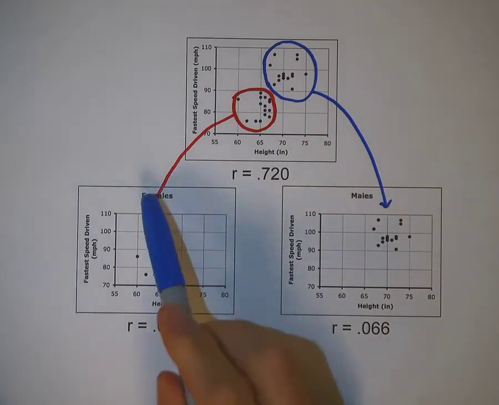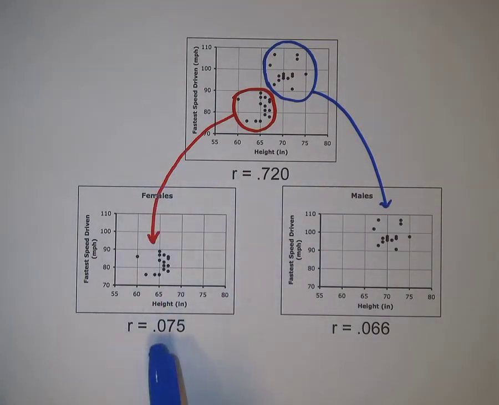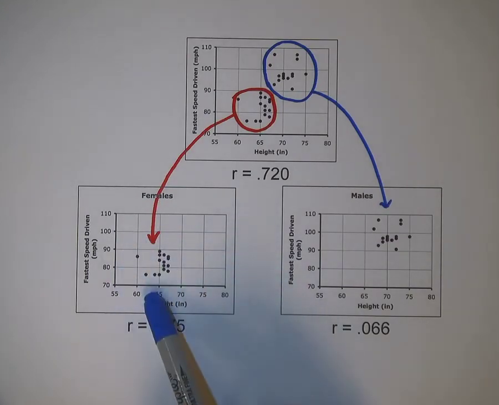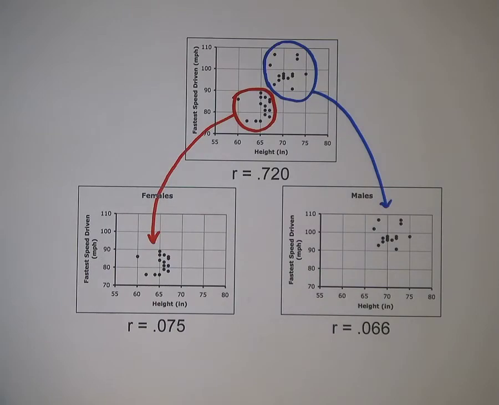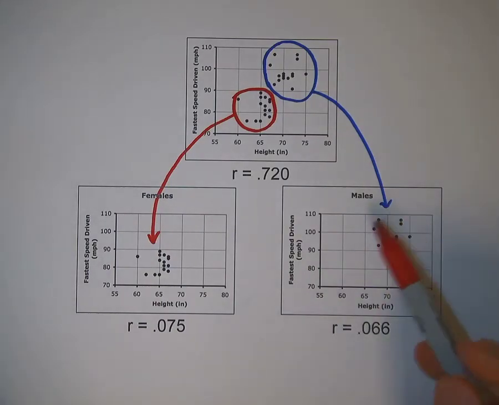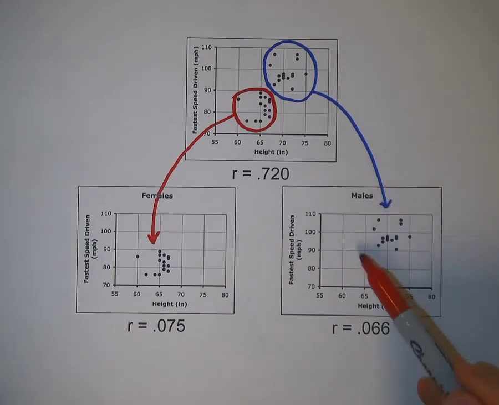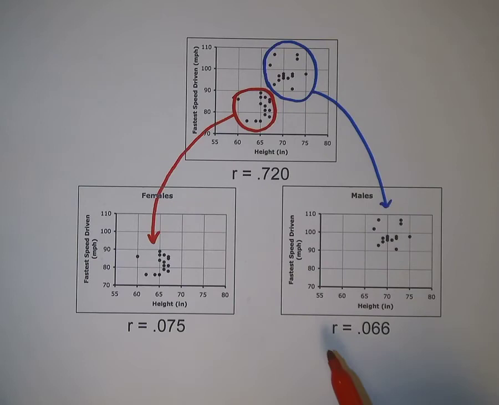So if we look at just the females, they had an R value of 0.075, which is a very weak positive association. So we really have very, very little association between height and fastest speed driven here. Now if we look at the males, they also had very little association between height and fastest speed driven. In this case, R was 0.066.